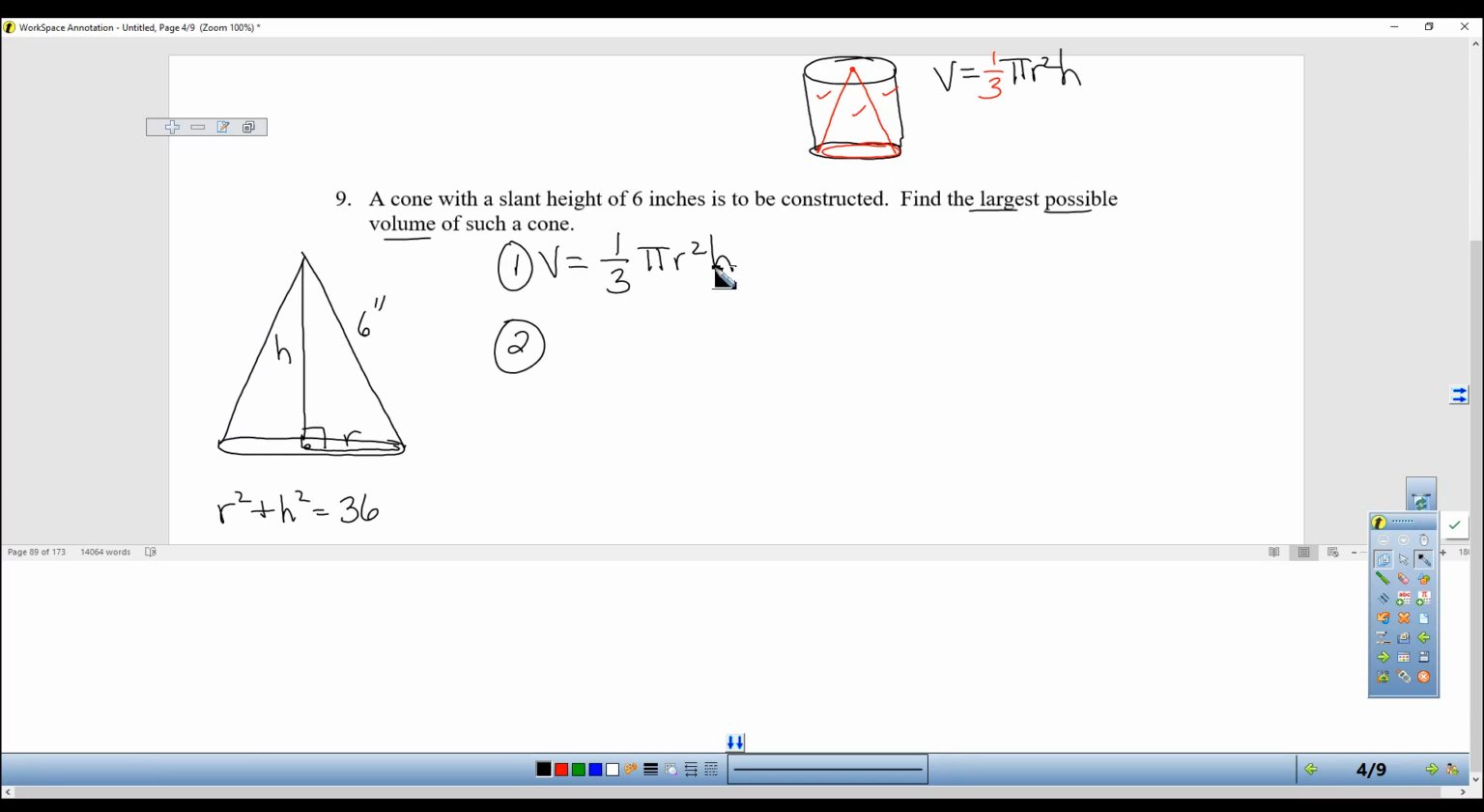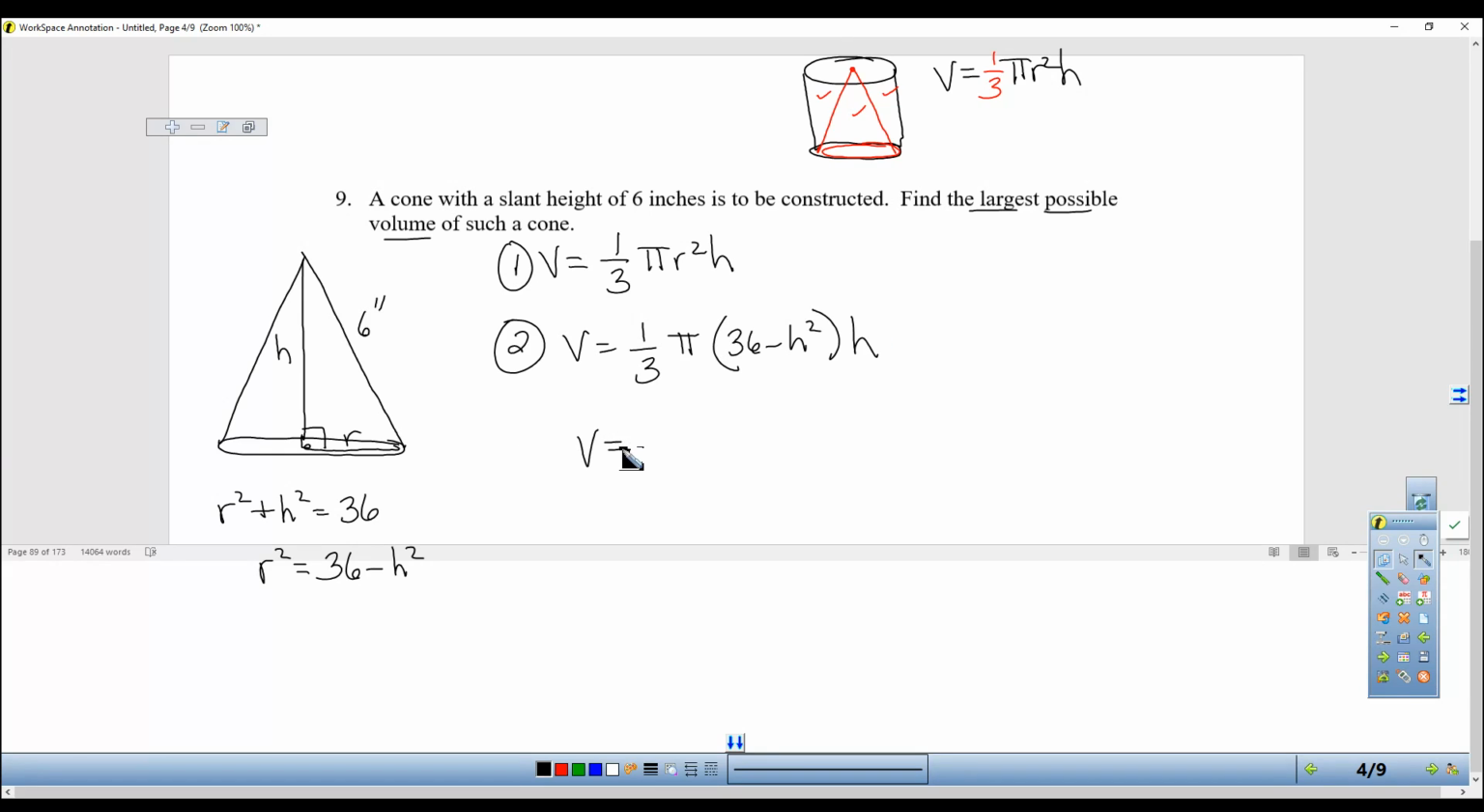So I need to get one variable by itself. Last time, we said it would be easier to get h alone because we didn't want to have to square whatever we got for r. But hopefully you see that in this case, it's pretty nice because we want r squared and we can easily get h squared. I'm actually going to leave it like that. I'm going to replace the r squared with 36 minus h squared.